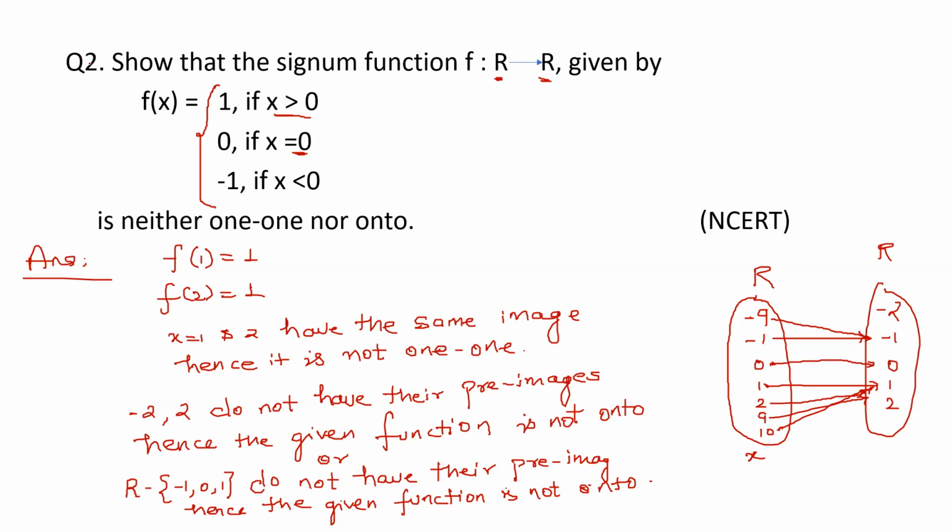Sir, can you explain the last sentence? Yes. Adib, if we check in the second set, then except -1, 0, and 1, all the other numbers do not have pre-images. Please check here. -2, 2, any other number does not have a pre-image. So that's why I'm writing like this, R minus this set. Real numbers except these numbers. So from the real numbers, ignore -1, 0, and 1, and the rest of the numbers do not have a pre-image. Hence the given function is not onto.